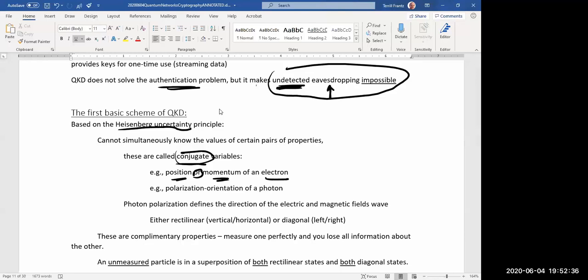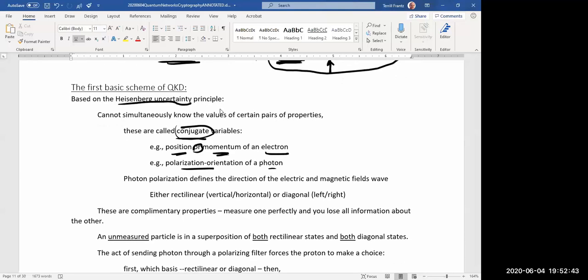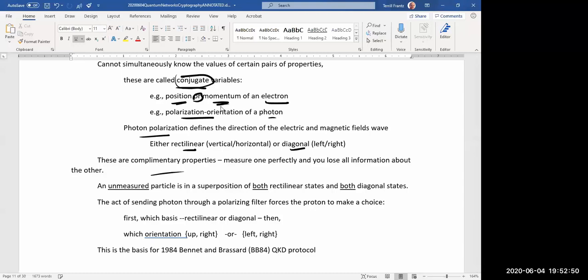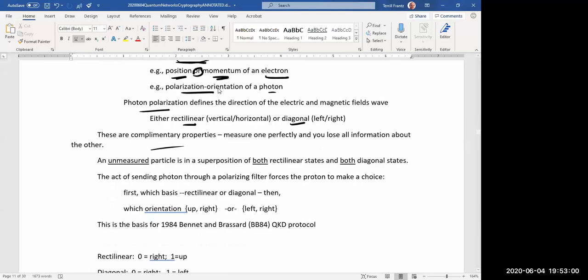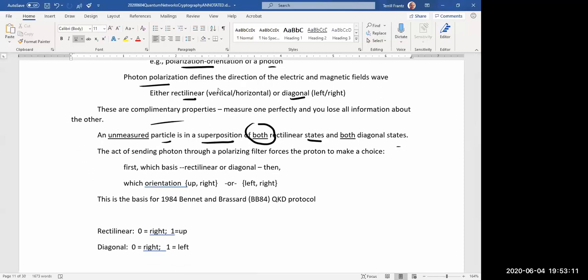And the same thing with the polarization orientation of a photon. So the photon polarization is either rectilinear, recall, or diagonal. And they are complementary properties. So if you measure one properly, you lose all the information about the other. And any particle that is unmeasured is considered in superposition in both rectilinear and diagonal states. The act of sending a photon through the polarizing filter forces the photon to make a choice. And that choice is first which basis it is in, then which orientation it is.